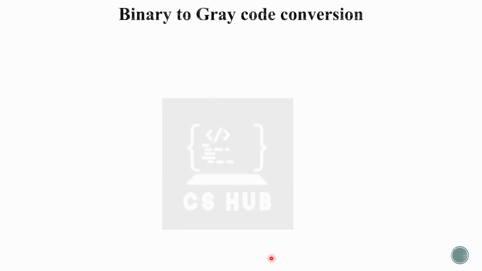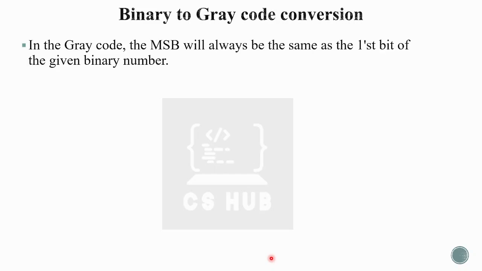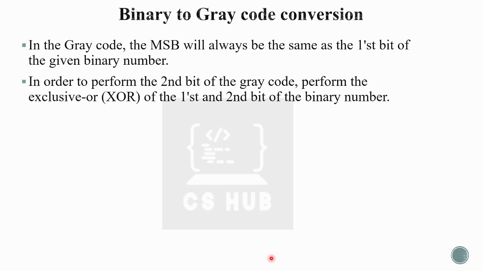Next, how to convert a binary number into a gray code. We have discussed how to convert a BCD into XS3 code by adding 0011, right? Likewise, how to convert a binary number into a gray code. These are the steps for conversion. The MSB will always be the same as the first bit of the given binary number. We will be given a binary number, and we have to convert it into a gray code. For that, the MSB of the binary number and the MSB of the gray code will be the same.